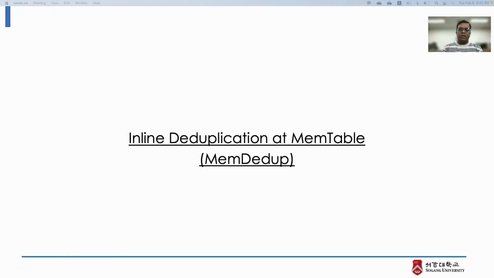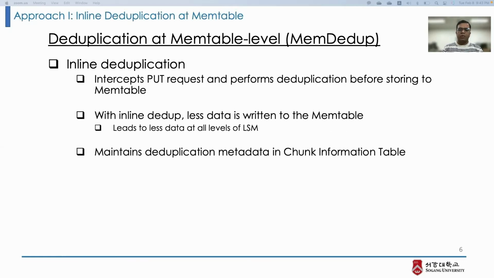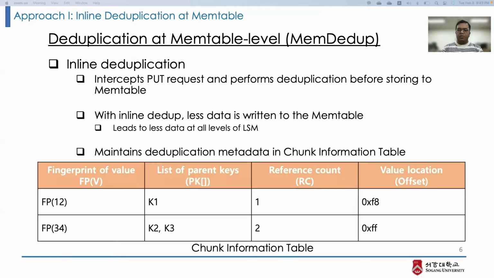First, inline deduplication at memtable. Here we intercept the write request and perform deduplication steps before updating the memtable. As inline deduplication is performed, less data will be written to the memtable, hence less data at all levels of the LSM-tree. For deduplication metadata, we introduce the chunk information table, which manages the fingerprint of the value part, the list of the corresponding parent keys, its reference count, and the location of the value.